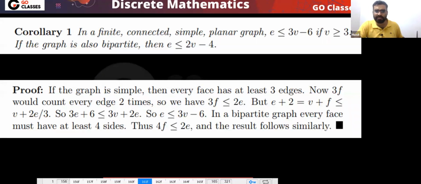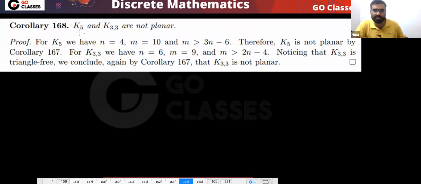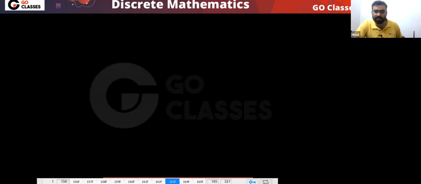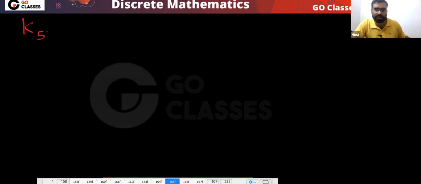So this is the idea. Remember, these theorems are one way. These statements are one way. All these statements, and this we can prove: K5 and K33 are not planar. So how to prove it? How to prove that K5 is not planar?